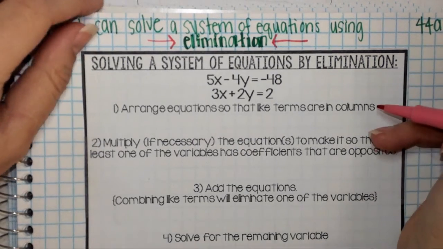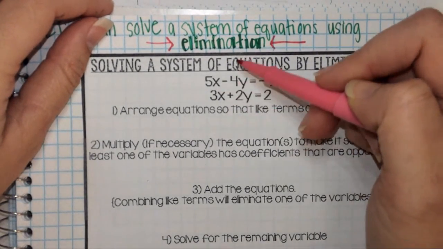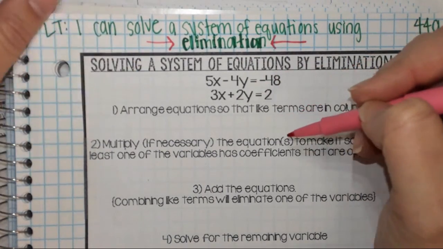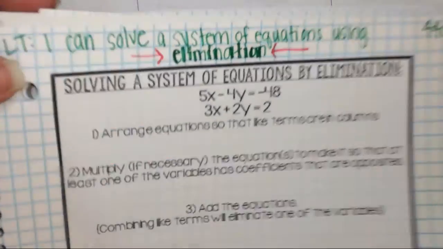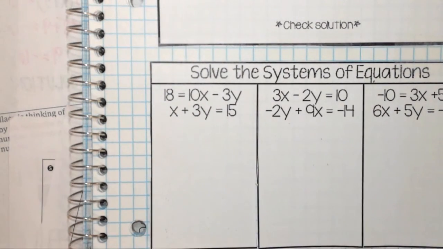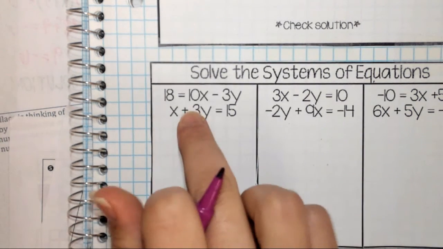So the first thing you do is you arrange the equation so that like terms are in columns. That means that the x's are stacked up on each other, the y's are stacked up on each other, the constants are stacked up on each other. Let's look at our first example at the bottom. Are these lined up? No. Can we line them up? We can. Do we need to rewrite the bottom one or the top one?